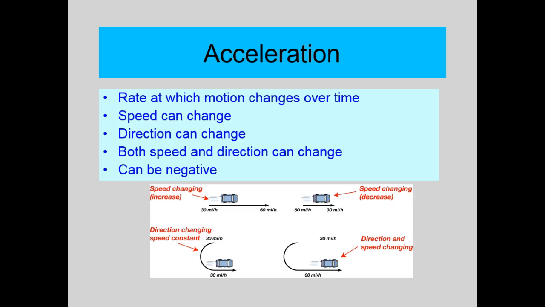If the direction is changing, you started at 30 miles per hour, but you're heading west, but then you made a big turn and went east, your direction is changing. So that's still an acceleration, even though your speed didn't change.